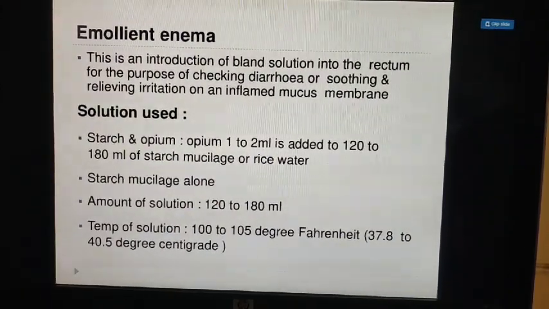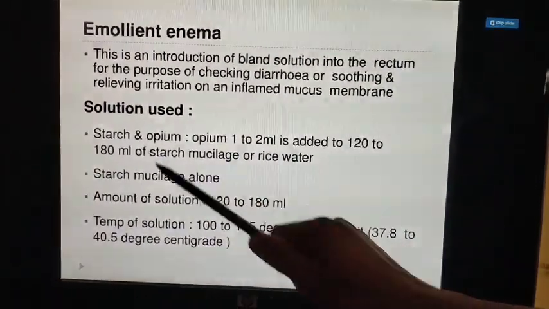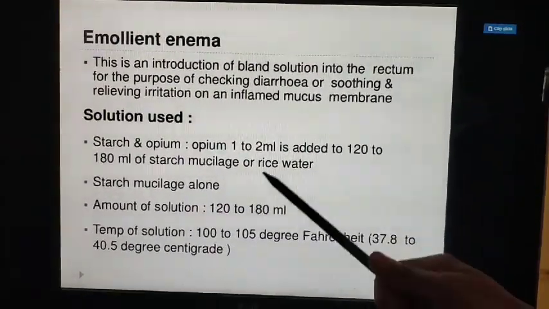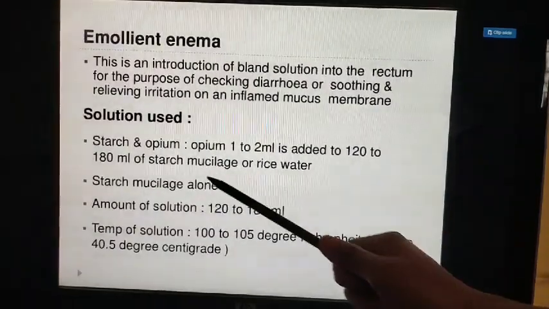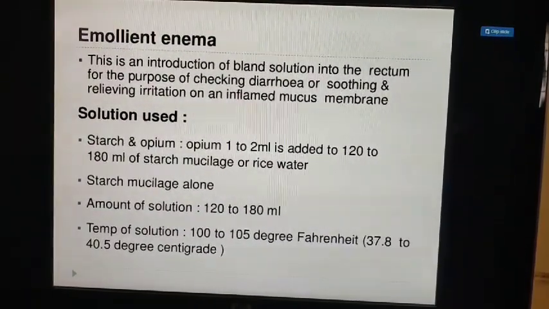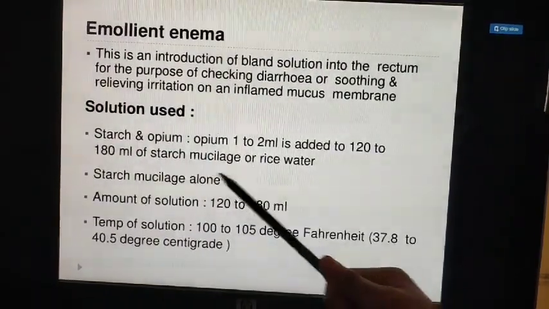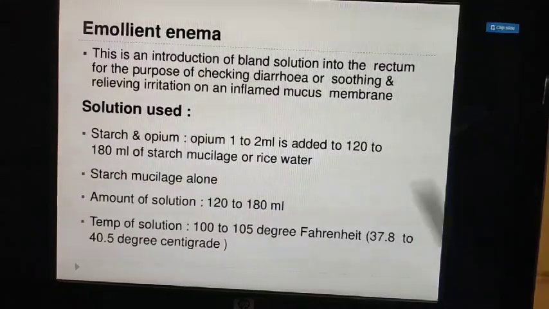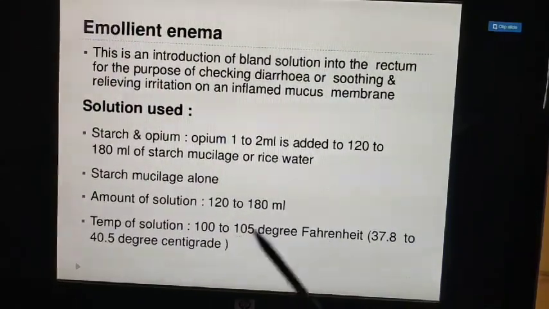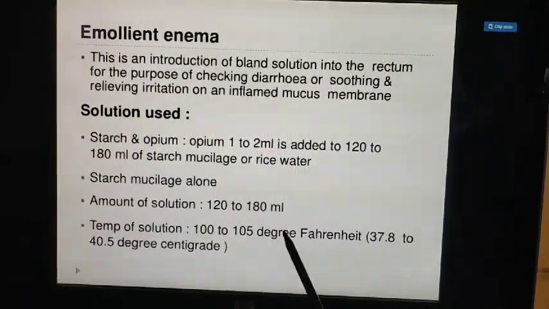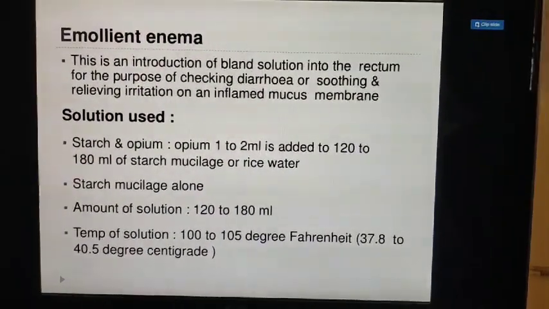Here we use starch, and starch mucilage can also be used alone. Take down all the notes, it is important. Sometimes we can use rice water also, same as the previous enema. The approximate amount is always the same, 120 to 180 ml, up to 250 ml. The temperature is the same, 100 to 105 degrees Fahrenheit. Clear? This we call the emollient enema.